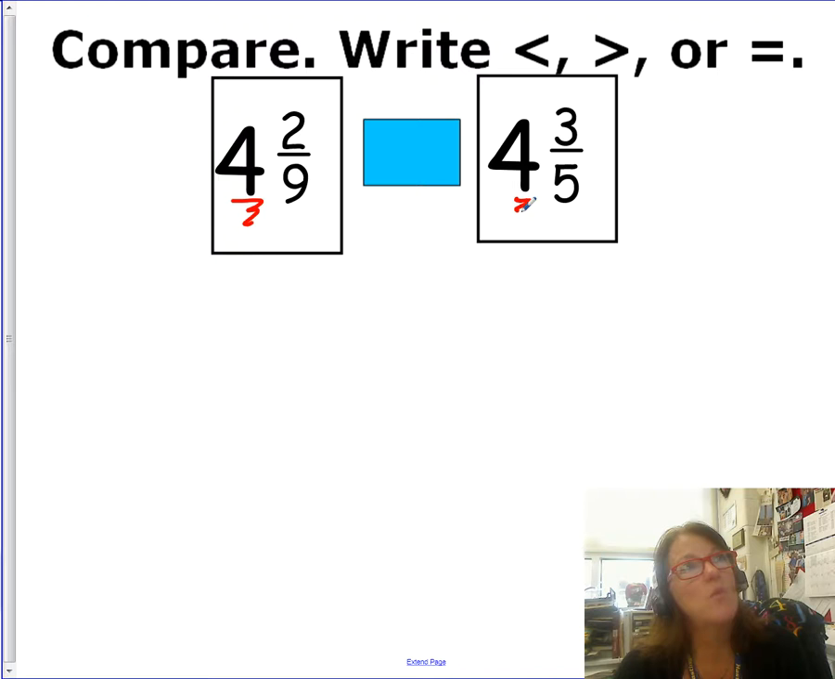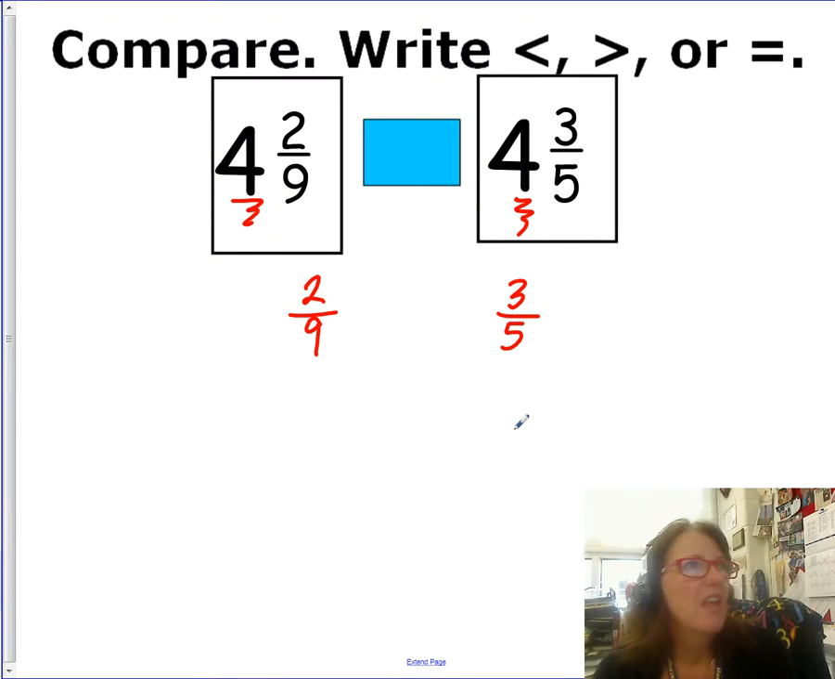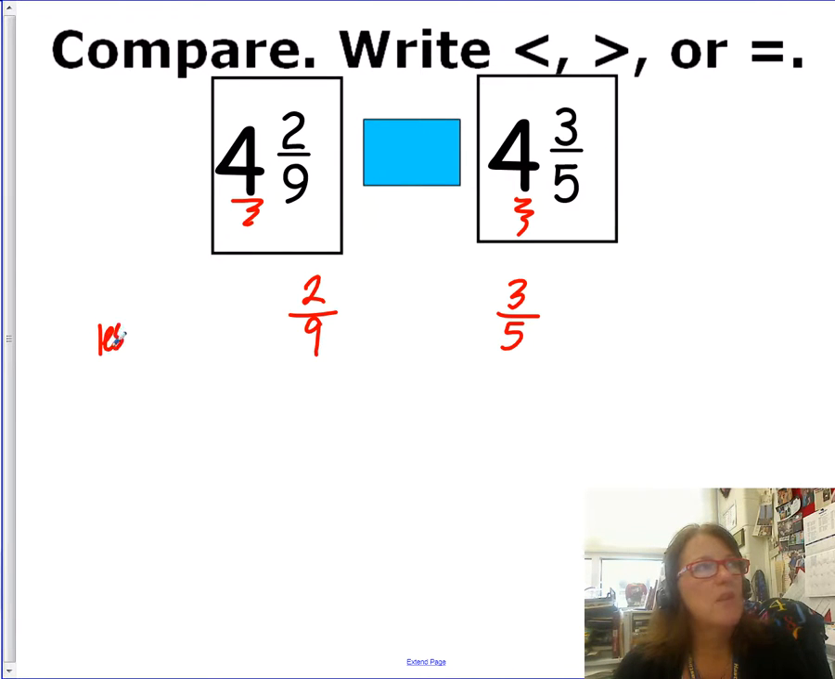Okay, again, look at these two, 4 and 2/9, 4 and 3/5. As long as the 4 is the same, that's tied so far. You have to look at the fractions, 2/9 and 3/5. Sometimes you could reason your way by saying 2/9, that's way less than 1/2 because exactly half would be 4.5 over 9.